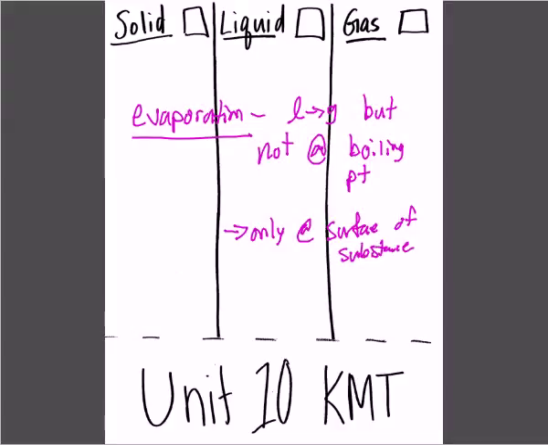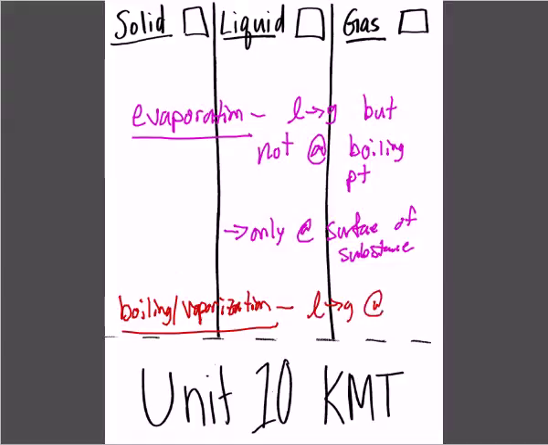All right? Evaporation is liquid to gas, but not at the boiling point. It's only at the surface of your substance. Whereas boiling or vaporization would then be liquid to gas at the boiling point. Okay? And it's all throughout the substance.